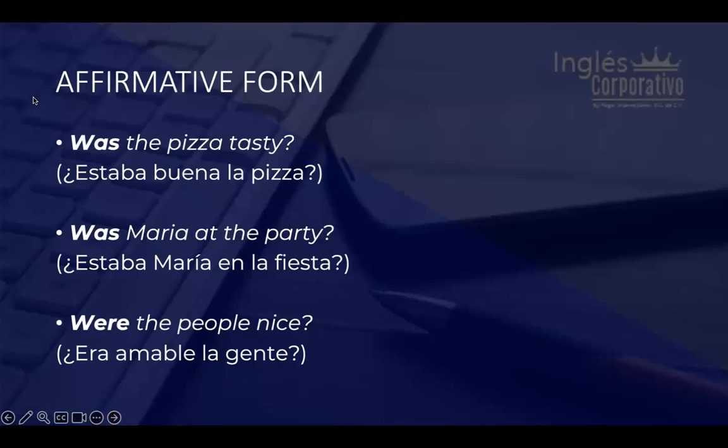Y acá, pues tenemos the affirmative form, la forma afirmativa para hacer preguntas. Estamos ahorita en ese topic para hacer preguntas utilizando was and were, o le podemos decir el pasado del verbo to be, right? El pasado simple, porque existe otro pasado para el verbo to be, pero en este caso lo estamos utilizando en el pasado simple. So here we have the affirmative form. Tenemos acá ejemplos. Was the pizza tasty? ¿Estaba buena la pizza?